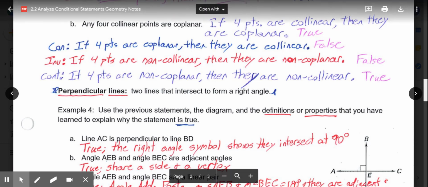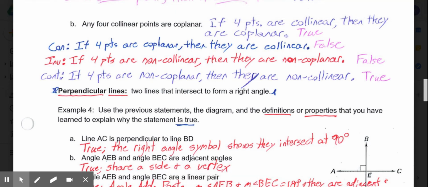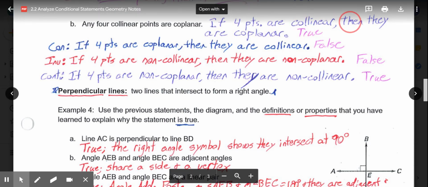That is false. In our contrapositive, if 4 points are non-coplanar, then they are non-collinear. And because our original is true, the contrapositive is always the same, or true.